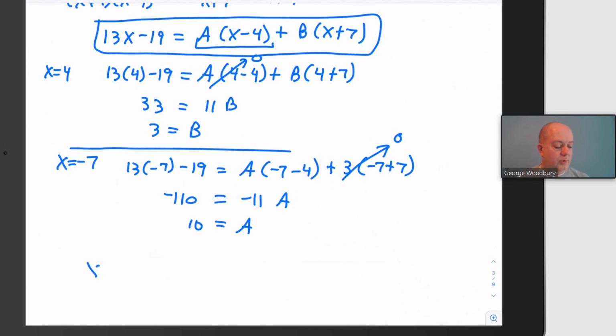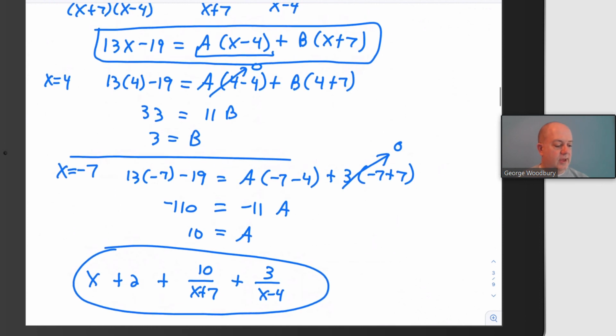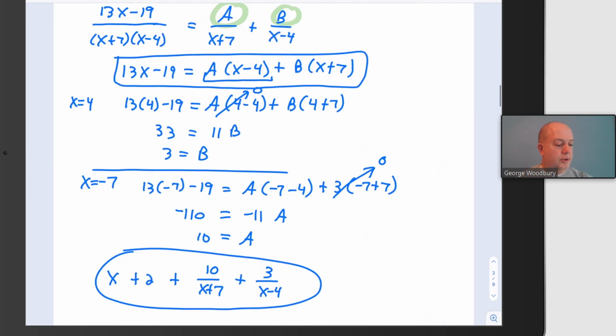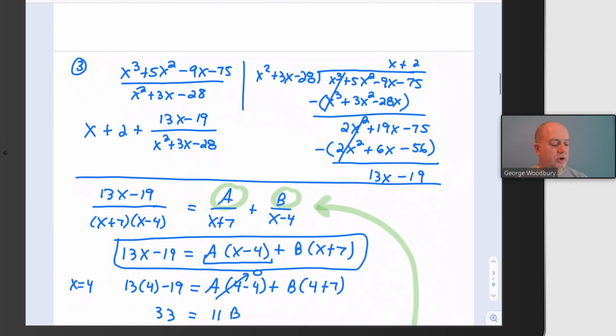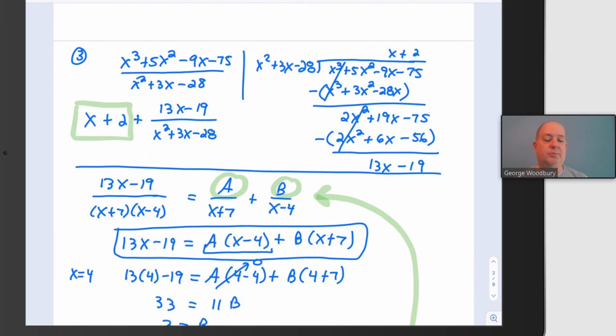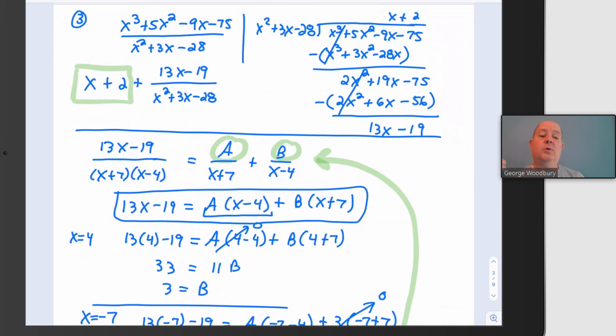And if you recall, we started with x plus 2, and then we've got 10 over x plus 7 plus 3 over x minus 4, putting in 10 for A and 3 for B in that breakdown. And again, we started with a quotient of x plus 2, so that belongs in front of all that. All right, that's it for this video. In the next video, we'll take a look at what happens when we have factors that are repeated in the denominator.